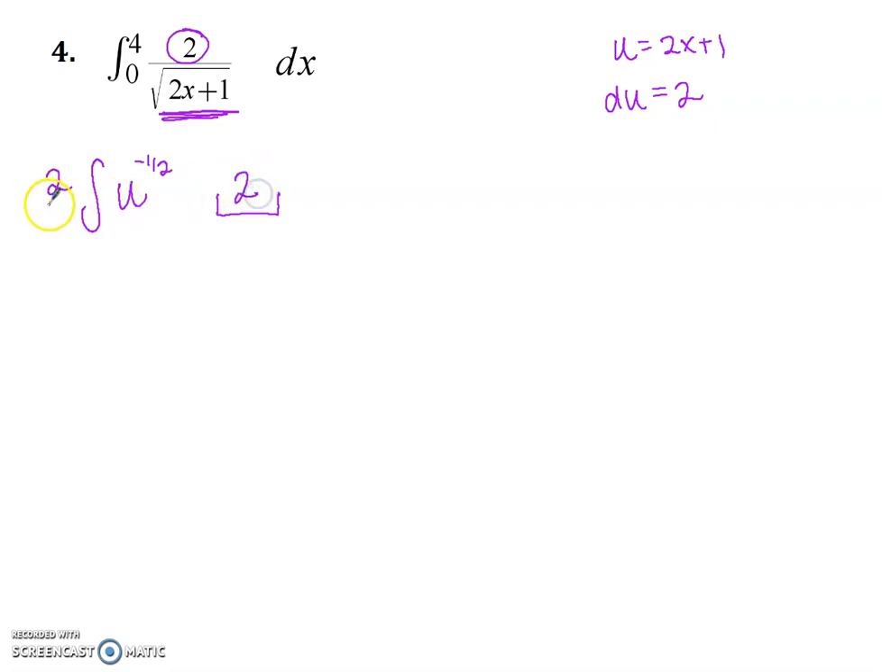Then this leftover part, this is what needs to match du. So I'm going to put a 2 there, so I'm going to divide by 2 on the outside. So 2 divided by 2, that's just 1. U to the negative 1/2. We can ignore this now that it matches.